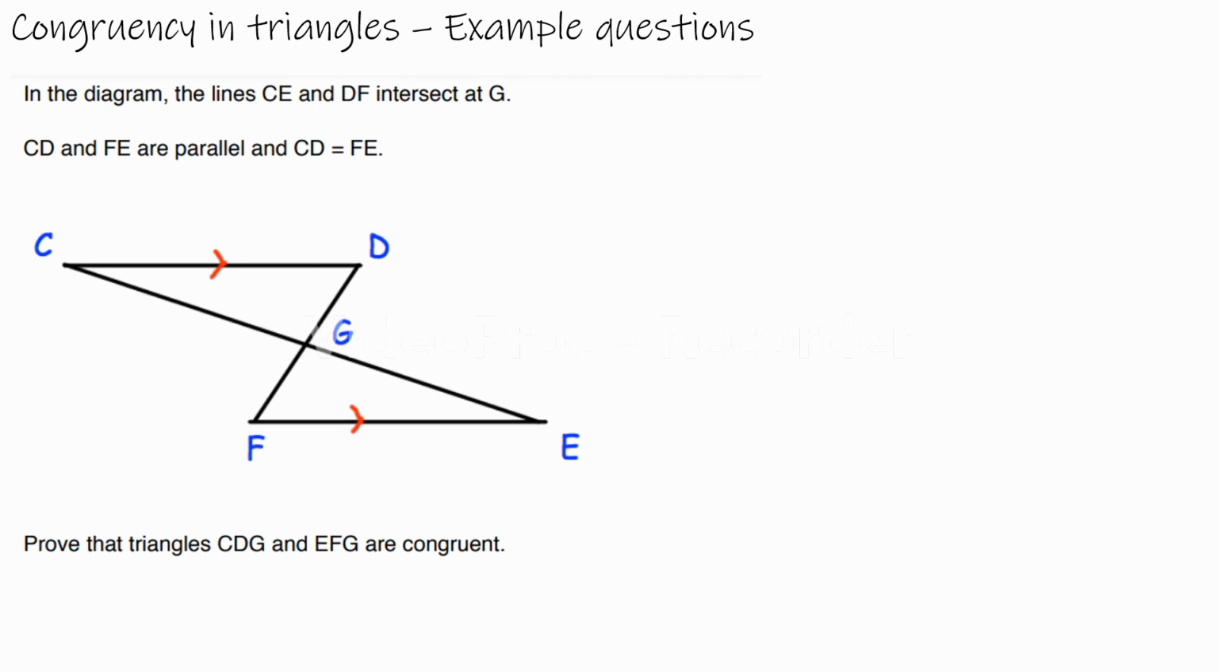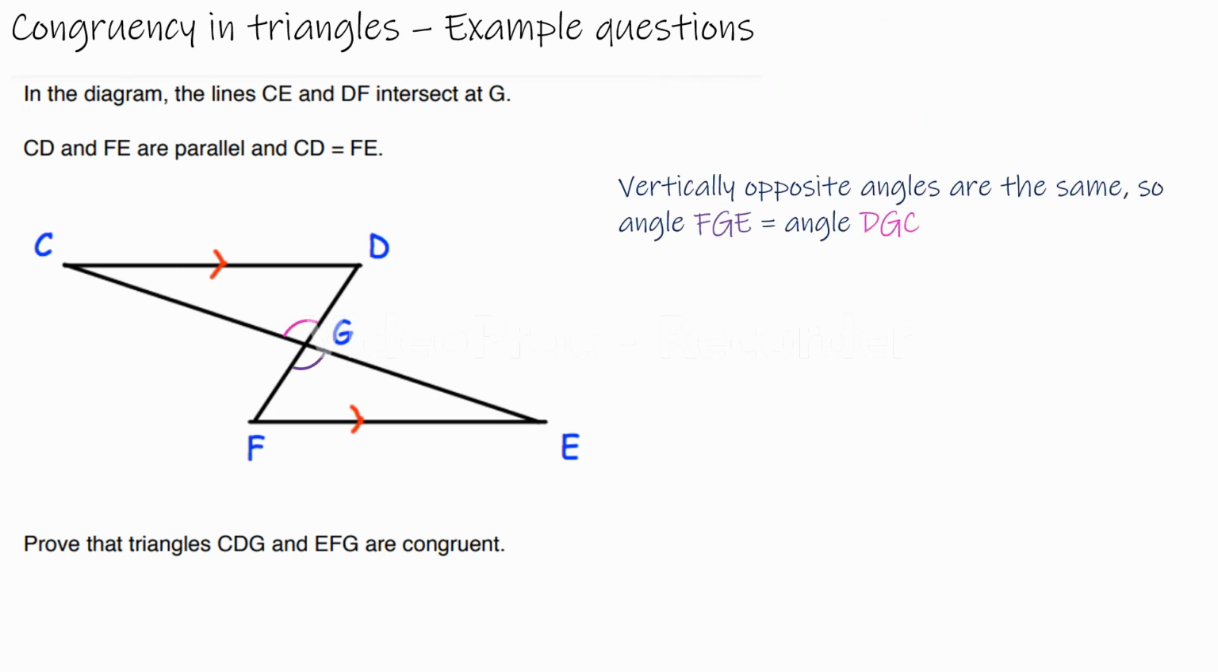We're told that in the diagram, the lines CE and DF intersect at G. CD and FE are parallel, and CD equals FE. Therefore, proving that the triangles CDG and EFG are congruent. So the first step we're going to take is by proving that angle FGE and DGC are the same, and we're going to do this as those two angles there are vertically opposite, therefore they must be identical.